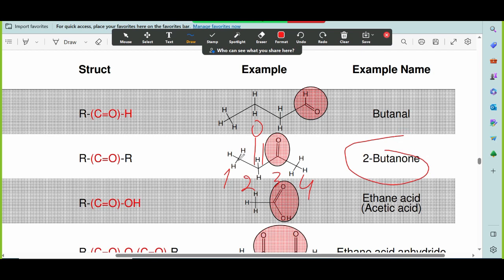But if we have, for example, another carbon here, so here we don't have an H, we have a CH2, and here at the end we have a CH3. So let's write the H explicitly. So we have a pentanone.